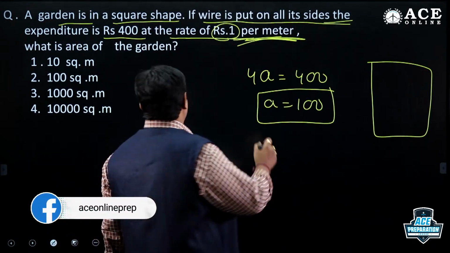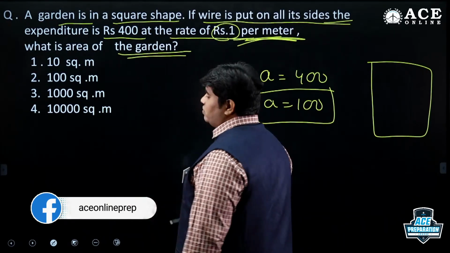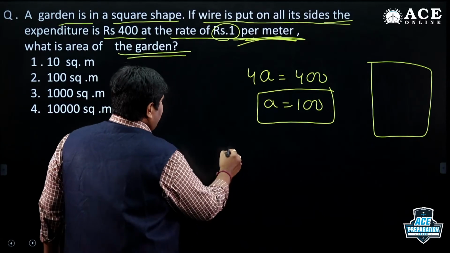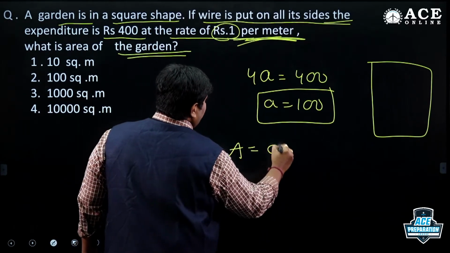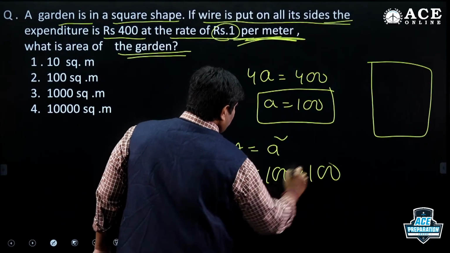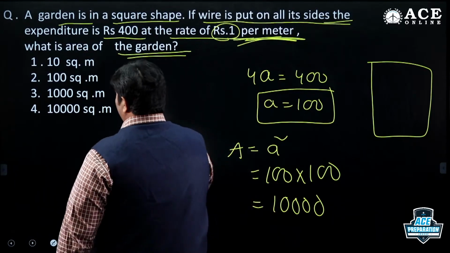What is the requirement then? What is the area of the garden? Square shape means A square, 100 into 100. So the area is A square, 100 into 100. So total 4 zeros. 1, 2, 3, 4 zeros.